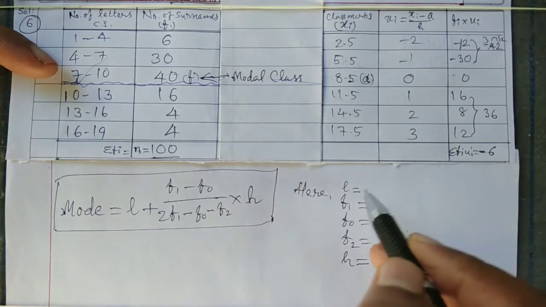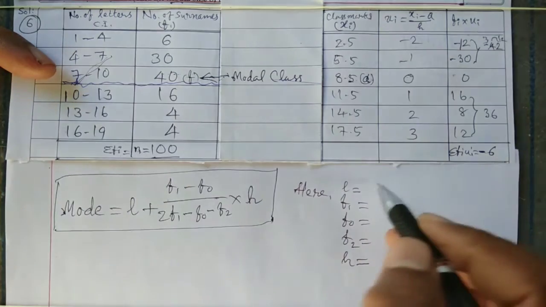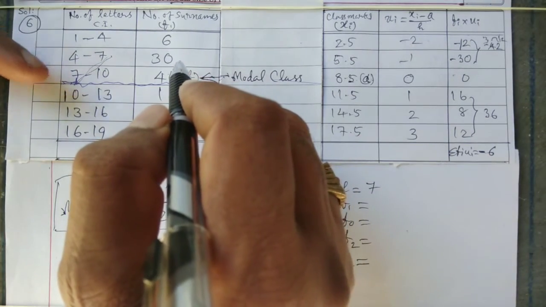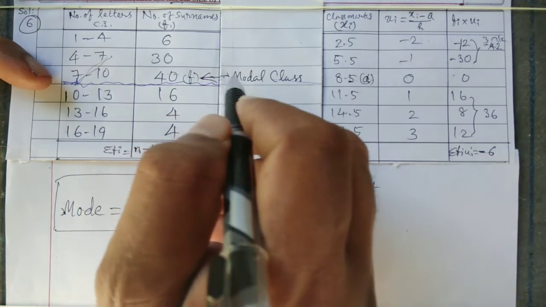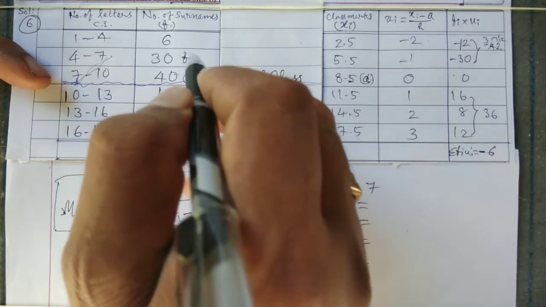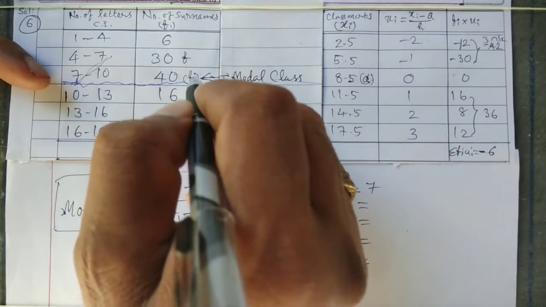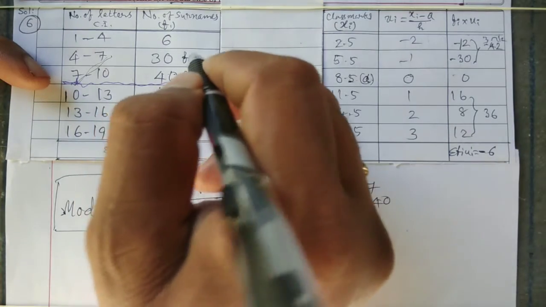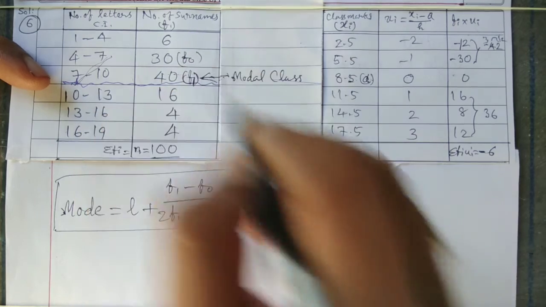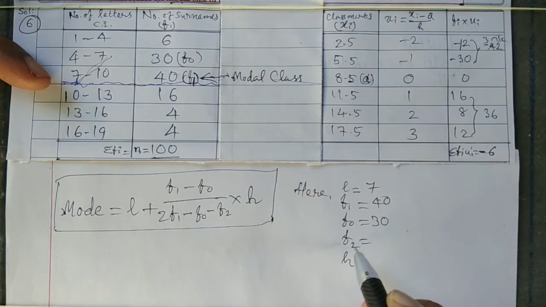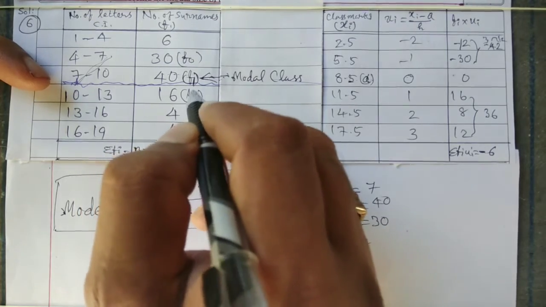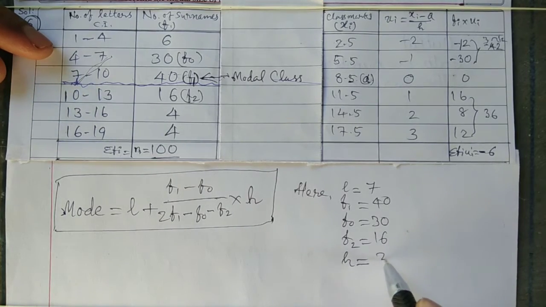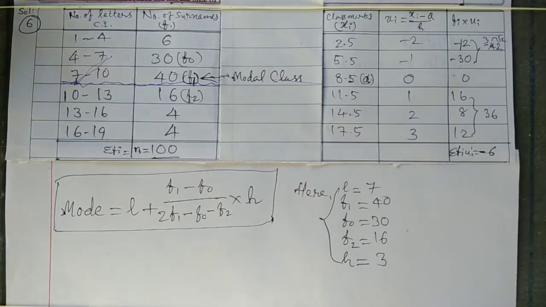Now we can identify L. L is the lower boundary of the modal class. F1 is the frequency of the modal class, 40. F0 is the preceding frequency, 30. Next, F2 is the succeeding frequency of the modal class, 16. H is the height of the class, 3. Basing on these values we can find the mode.